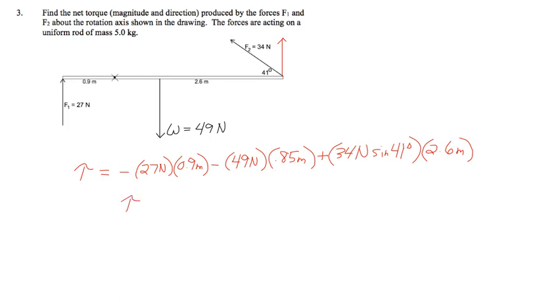And the answer for this problem, I gave it to you, right? Oh, I didn't change it to the right answer? No, you didn't. Oh. Okay, so the correct answer is negative 7.95 newton meters.